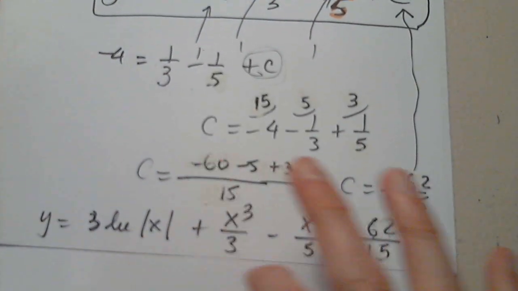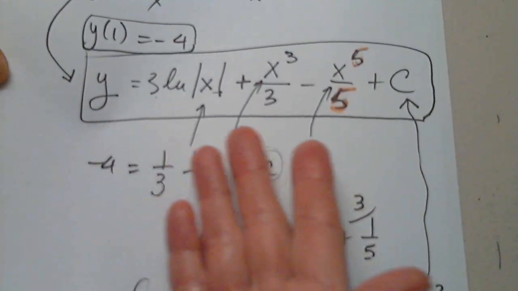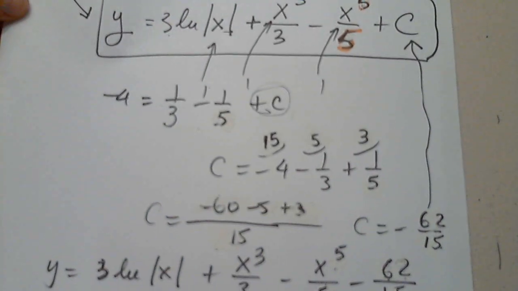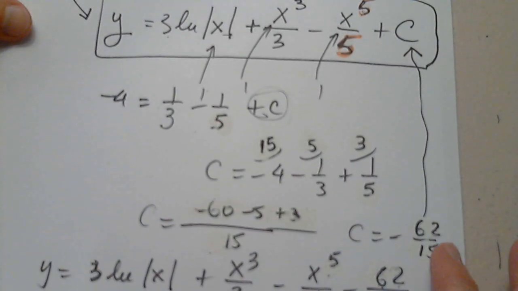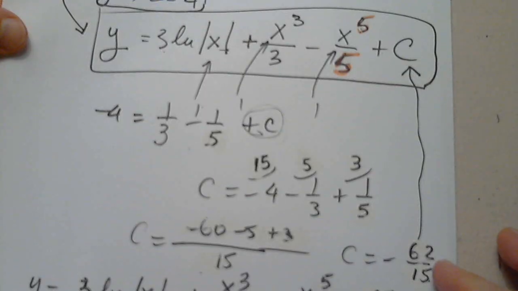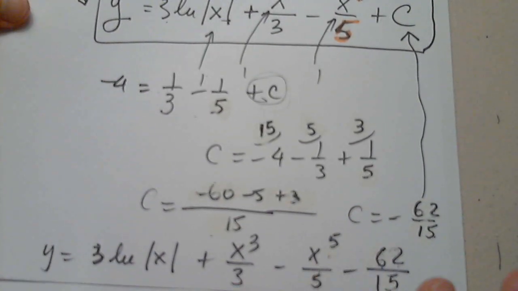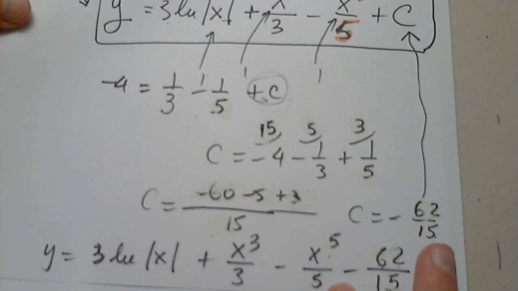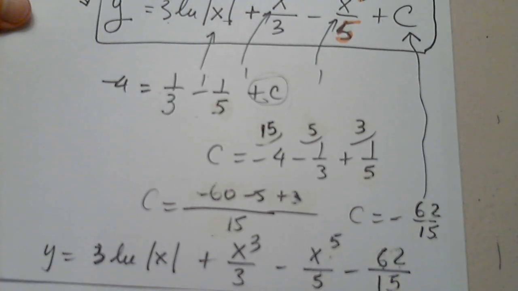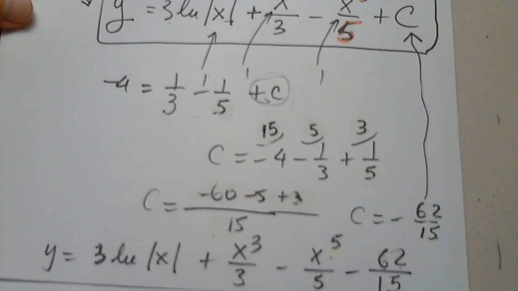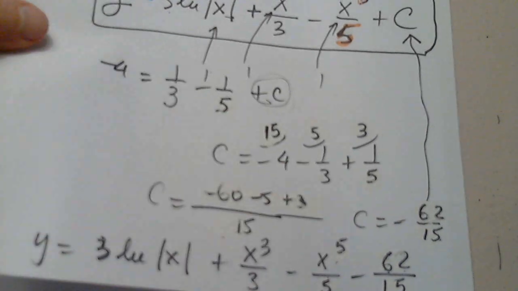So the unique solution, this is the most general antiderivative, but they also ask us to find the unique solution. And I have to replace c by negative 62 over 15. So 3 natural log of the absolute value of x plus x to the third minus x to the fifth over 5 and minus 62 over 15. Thank you. My apologies.